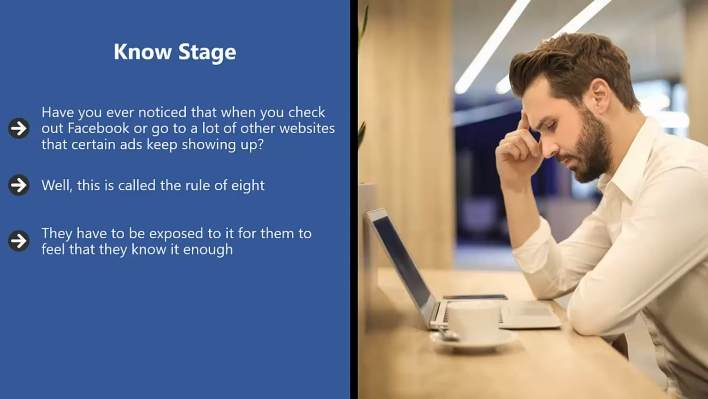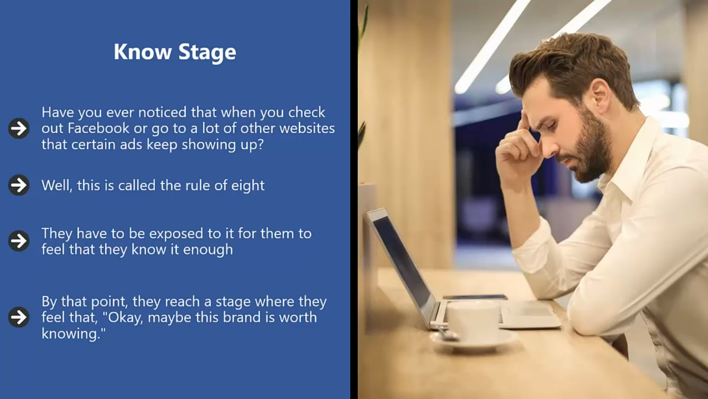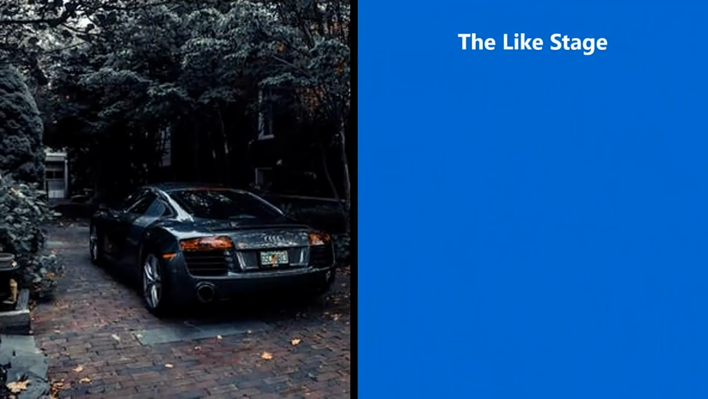This can take the form of an ad, a graphic, an article, or even a mention in an article. By that point, they reach a stage where they feel that, okay, maybe this brand is worth knowing. So they start looking at the ad more closely. They start reading the article with more attention. After this stage, they then subconsciously decide whether they like the brand or the offer enough, or they like the solution being offered. The like stage.